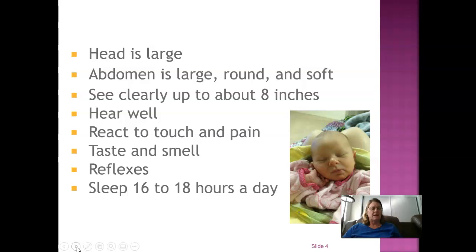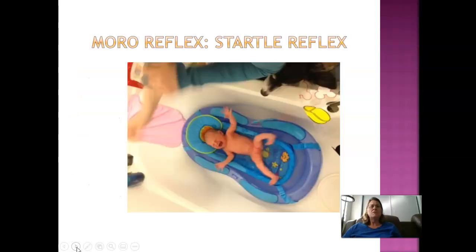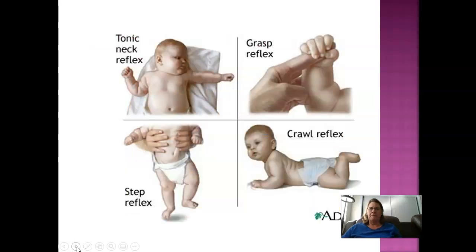And there are certain reflexes that they're born with. One of the reflexes is called a Moro reflex or a startle reflex. If you have a little baby in your arms, and you act like you're going to drop it, they throw their arms out and have this startled expression. That is something that they are innately born with.